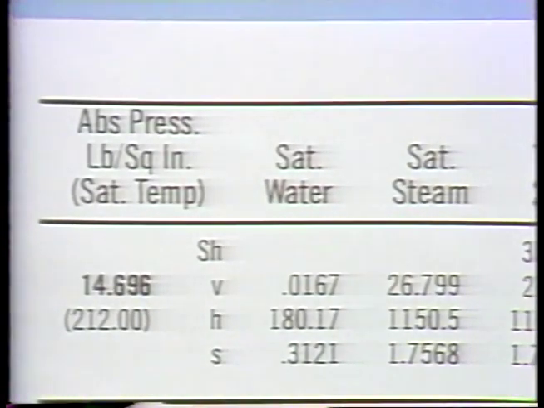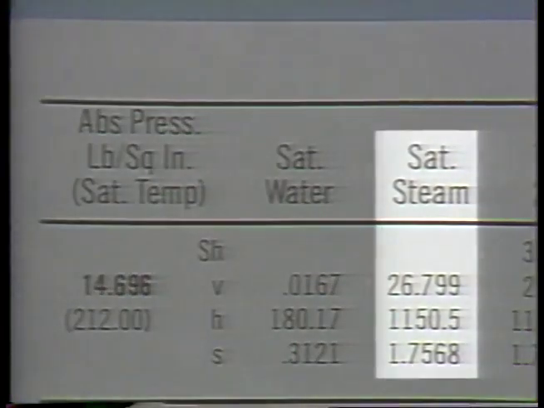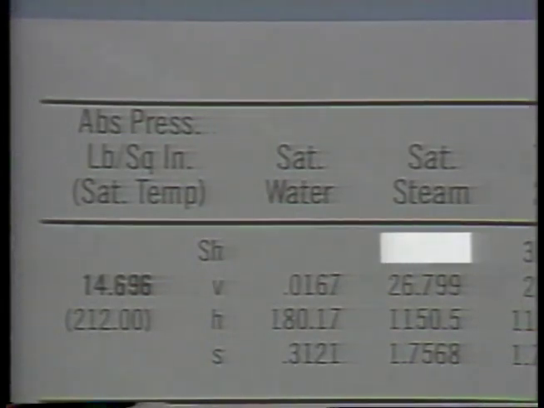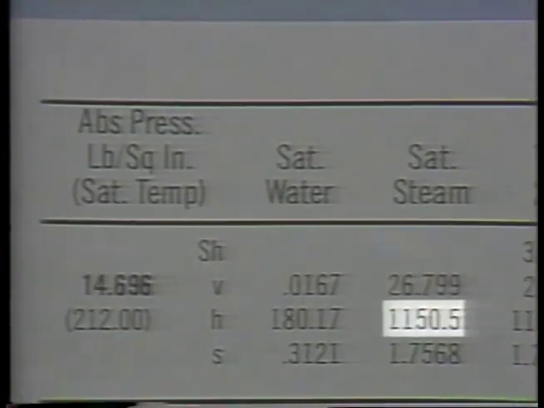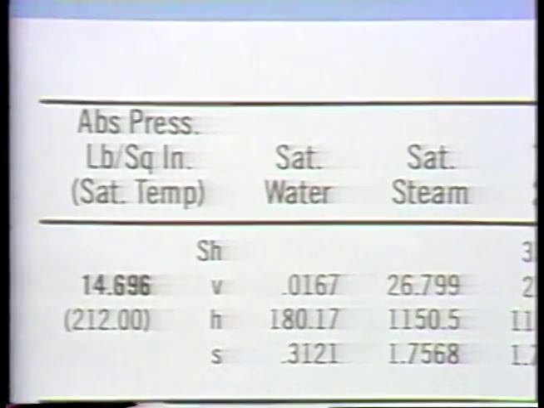Next to the values for saturated water are the values for saturated steam. Again, we have no value for superheat at the saturation temperature, but we do have values for specific volume, enthalpy, and entropy. From here on, we can read the values for superheat, specific volume, enthalpy, and entropy directly from the tables. Notice that since the first temperature column is 200 degrees, a temperature below saturation for water at 14.696 psia, no values are given. But from 250 degrees Fahrenheit on up, we have values.